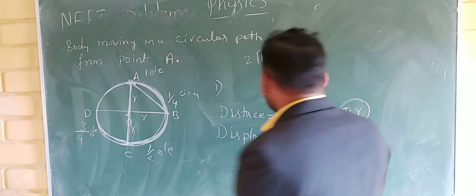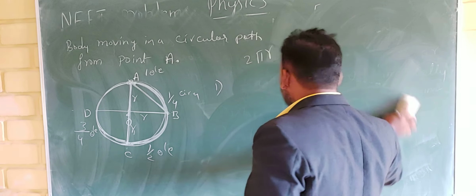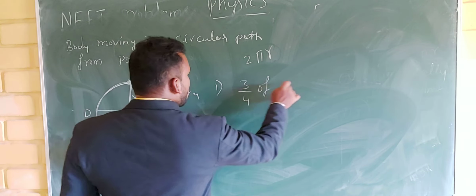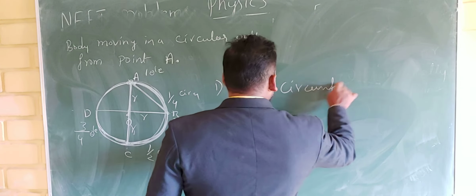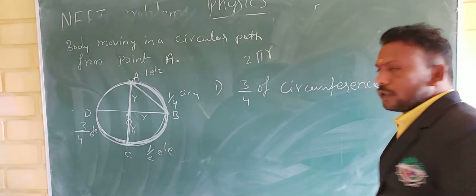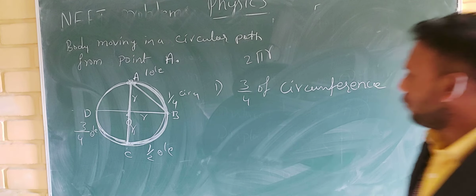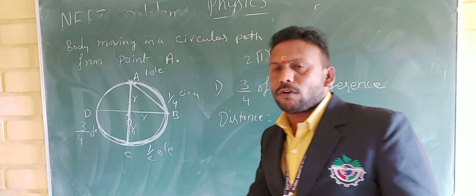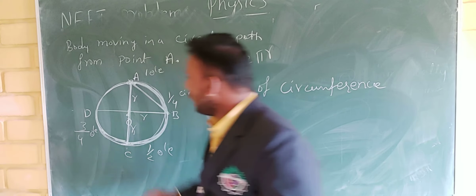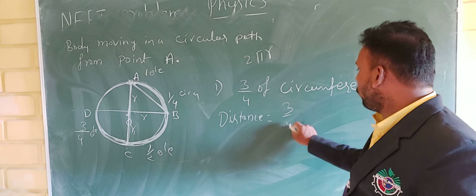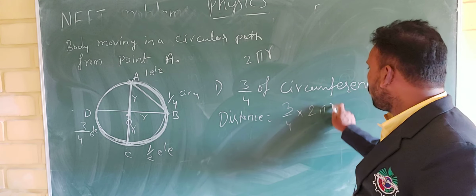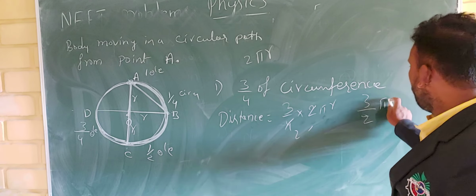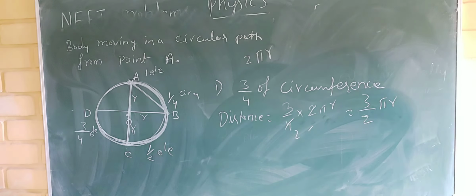If the particle covers 3/4 of its circumference, at point D, the distance is the total actual path length traveled by the body from A to D. That is 3/4 into the circumference 2 pi r, which is 3 by 2 pi r. Answer: 3 by 2 pi r.